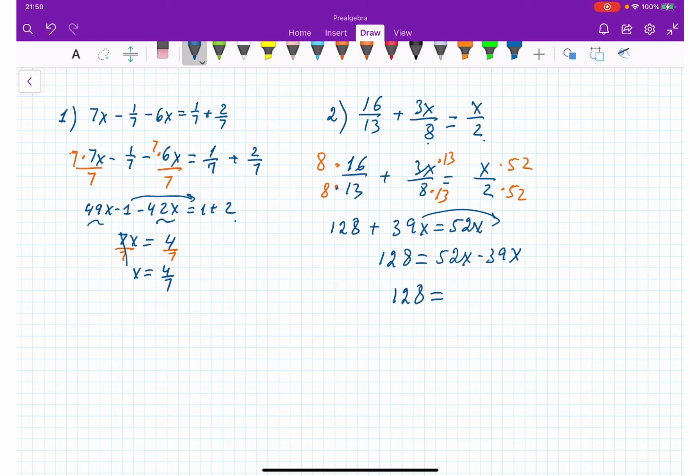128 is equal 52. I'm doing this on the side on purpose, so you will see how I'm subtracting. 12 minus 9 is 3. Here left 4. 4 minus 3 is 1. Equal 43x. So to get x, we have to divide by the coefficient of x, which is 43. This 43 with this 43 is gone. And the answer is 128 over 43. Okay?